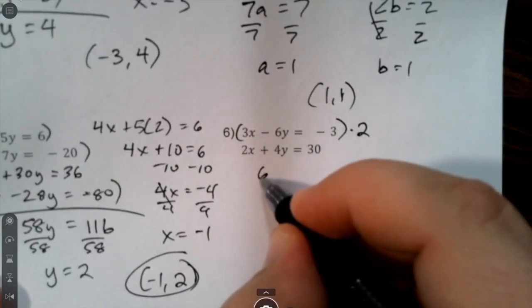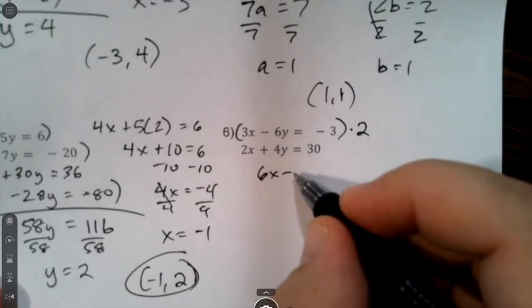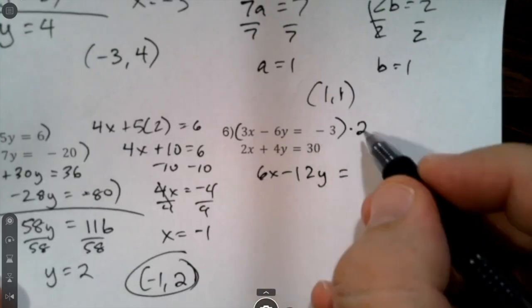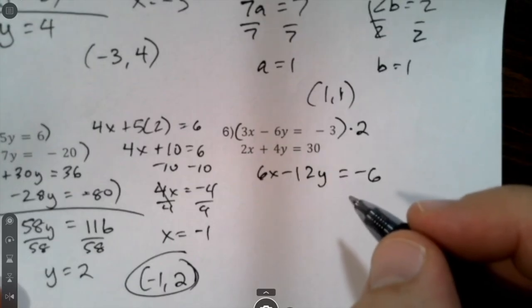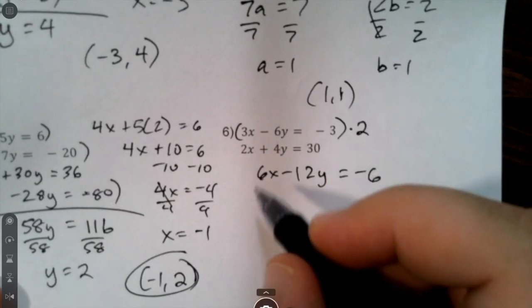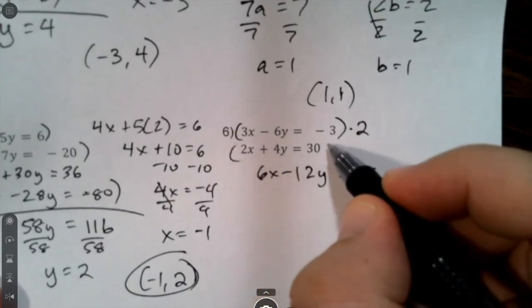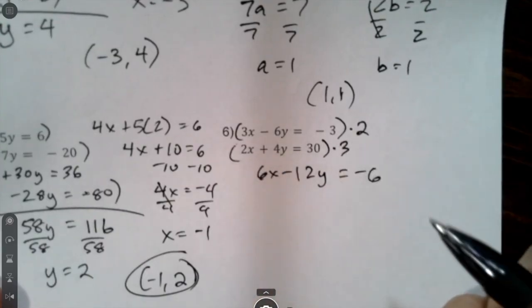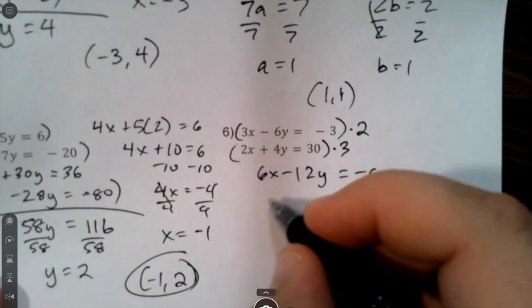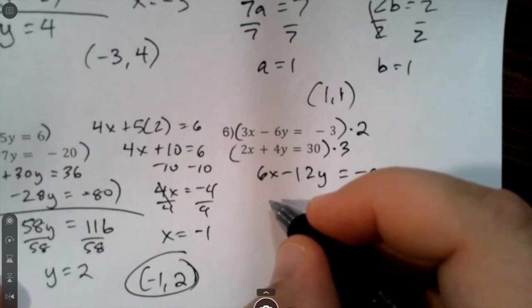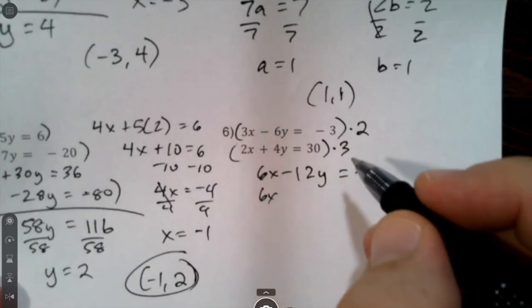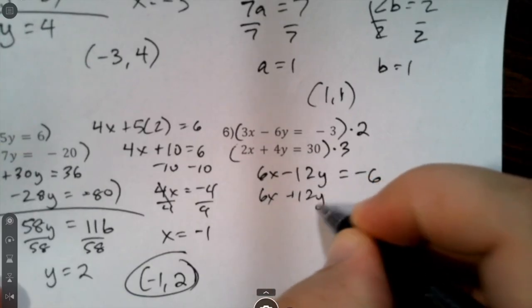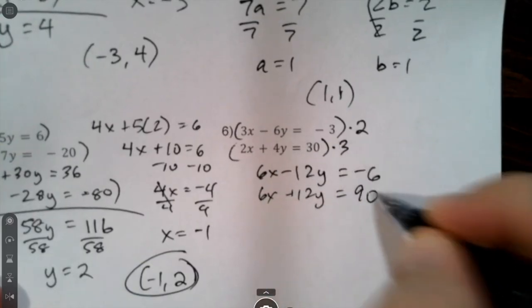3x times 2 is 6x. 6 times 2 is 12. Negative 3 times 2 is negative 6. So again, that is the top equation multiplied by 2. Now, to make the 4y a 12y, we've got to multiply this one by 3 all the way across. 3 times 2x is 6x. 3 times 4y is 12y. And 3 times 30 is 90.